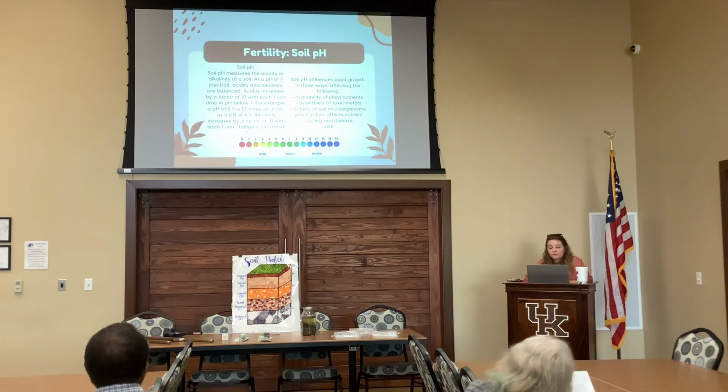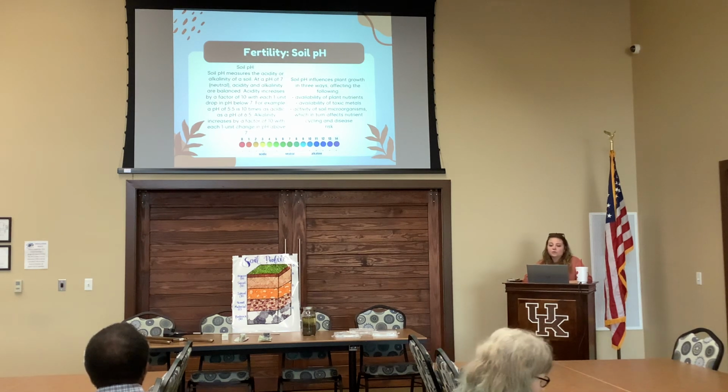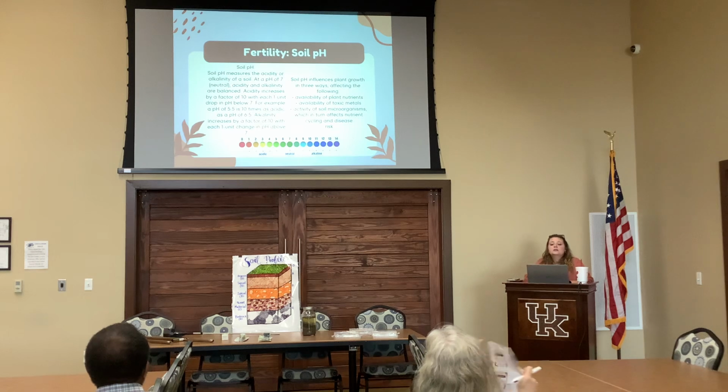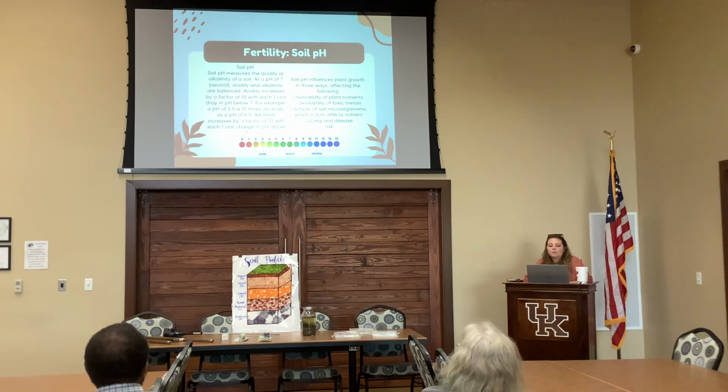Soil pH. This is kind of the bread and butter that connects everything at the end of the day. Your soil pH measures the acidity or alkalinity of a soil. At a pH of 7, which is neutral, acidity and alkalinity are balanced. Acidity increases by a factor of 10 with each 1 unit drop in pH below 7. For example, a pH of 5.5 is 10 times as acidic as a pH of 6.5. And alkalinity increases by a factor of 10 with each unit change above a pH of 7.